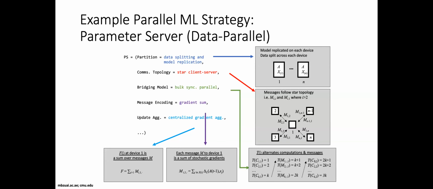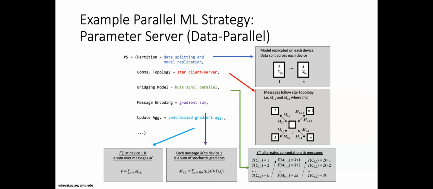More visually, a parameter server splits the data. It's a data parallel strategy. So it splits the data to different machines, but it replicates the model on each device. And there's also one central device with the master copy of the model. That results in this star topology of communication where everything's talking to a central machine and back. Message encoding is just the sum of gradients. Every machine sends its gradient over. The central machine sums them together, which is the update aggregation, and spits it back out. So this is basically a one-for-one mapping to parallel stochastic gradient descent, and that's actually why the parameter server was a very popular architecture.